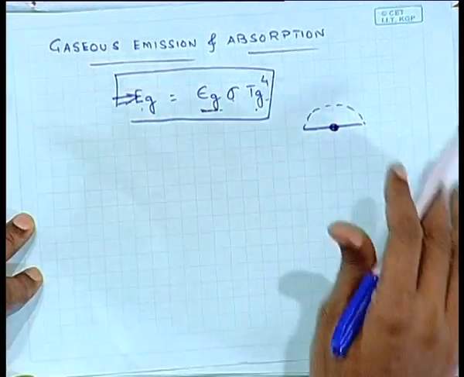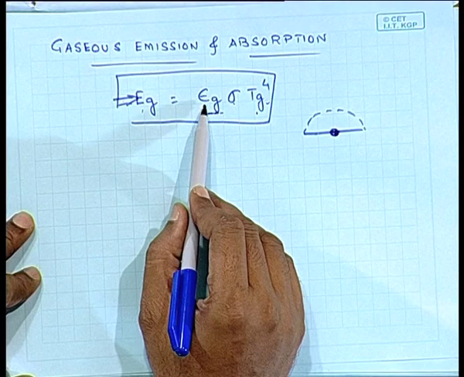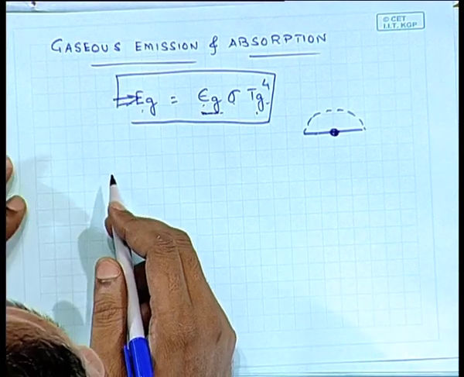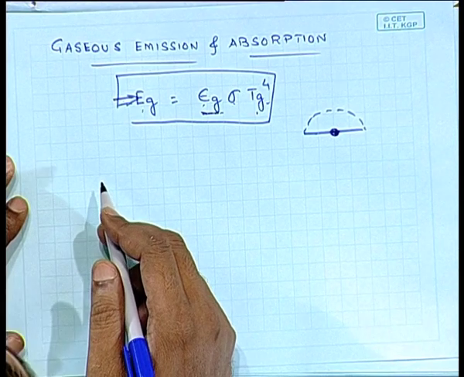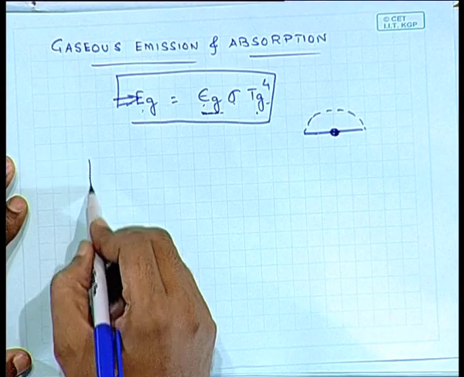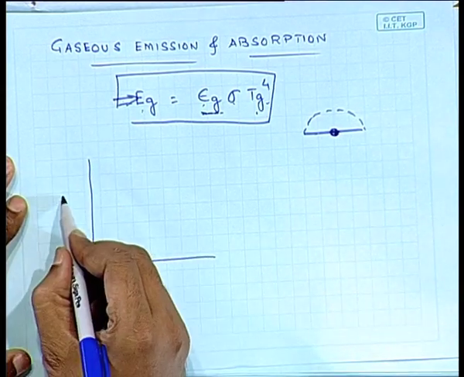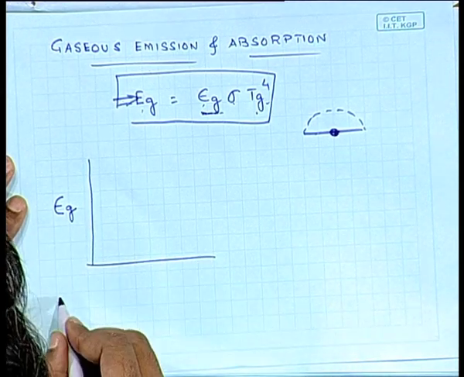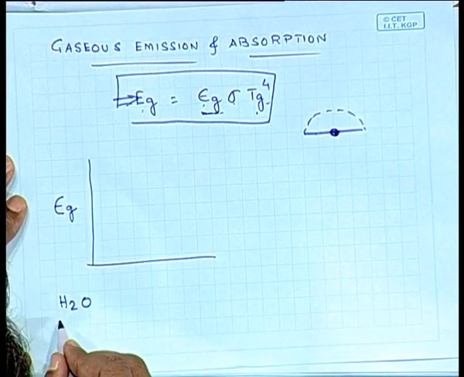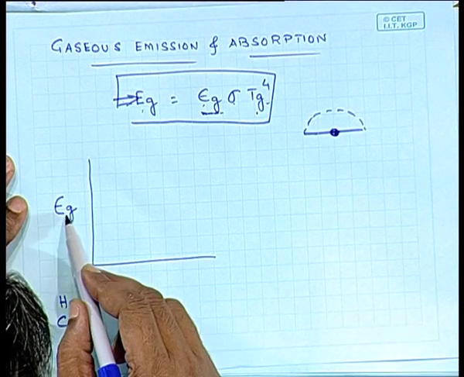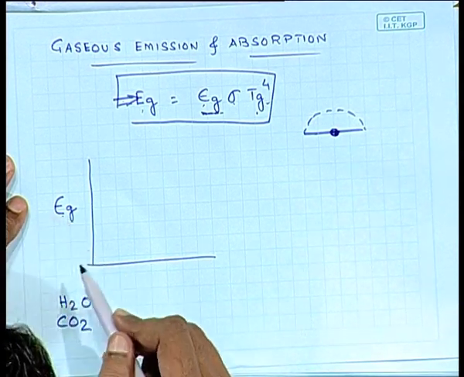Now that's easy to postulate, but how do you find epsilon g? There are different ways, engineering ways of finding epsilon g. They are mostly empirical, experimental in nature. So what was done is you would see a large number of graphs for different gases and vapors. The most common are water vapor and carbon dioxide. So for each of them you are going to have different values of epsilon g.